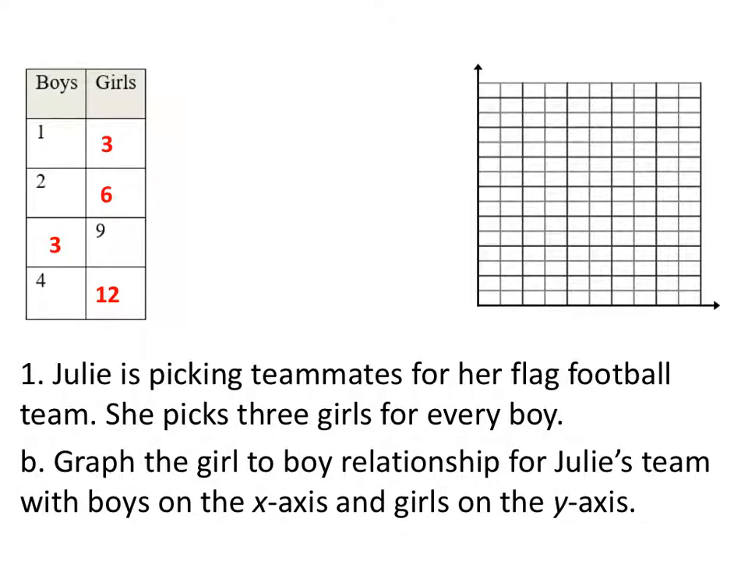All right then. From the table, we should be able to make the graph of this. Graph the girl-to-boy relationship for Julie's team with boys on the x-axis and girls on the y-axis. Take 1 minute and complete the table. All right, so let's graph this. It does say that the x-axis is representing boys, so we can label that right now as number of boys. And the y-axis is representing girls, so that would be number of girls on the team for the y-axis.